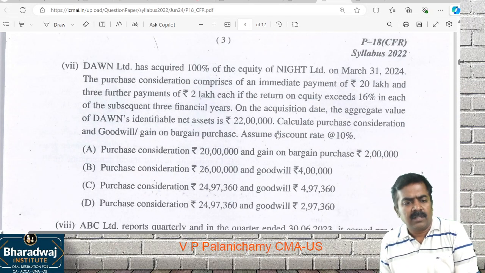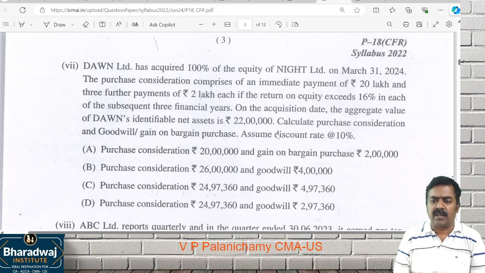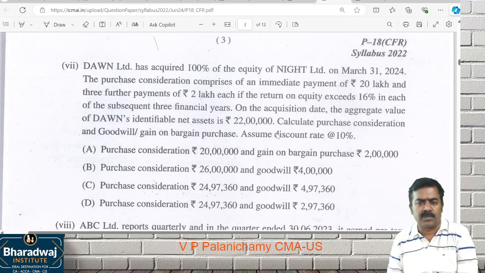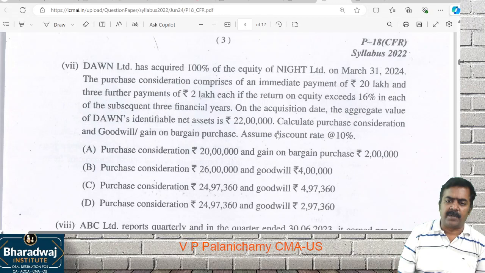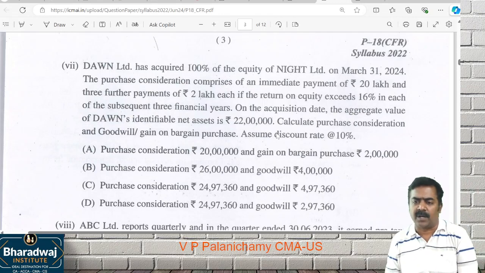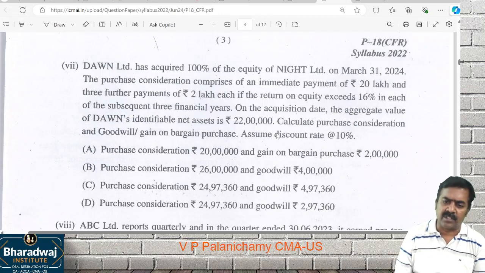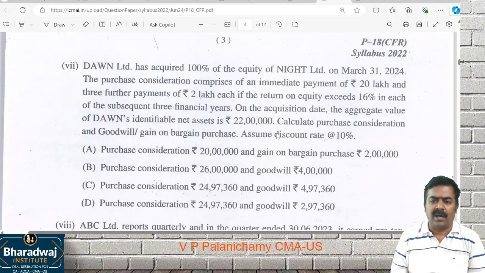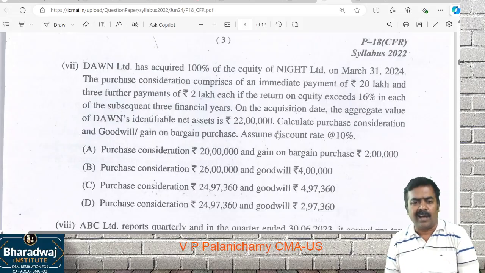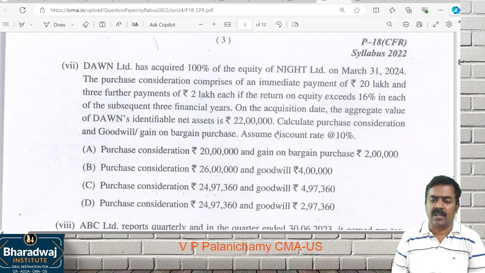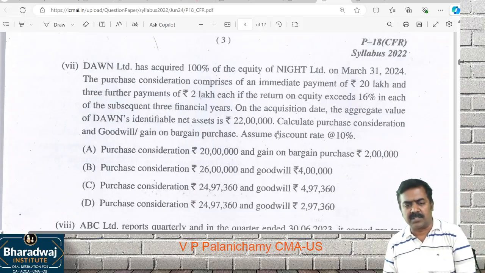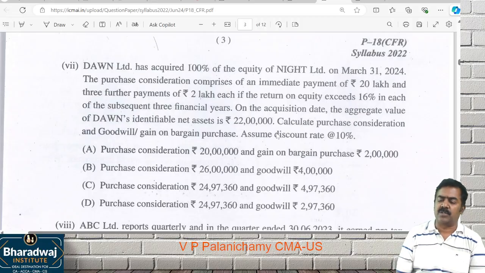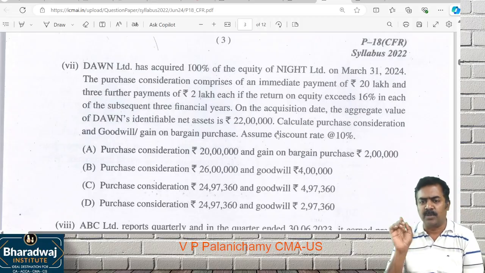Go through that. Dawn Limited acquired 100% of equity of Night Limited on 31st March 2024. Purchase consideration and immediate payment of how much? 20 lakhs. 3 further payments of 2 lakhs, if return on equity exceeds what? 16% in subsequent 3 financial years. On the acquisition date, aggregate value of net assets, how much have they given? 22 lakhs. Calculate purchase consideration and goodwill or gain on bargain purchase. Assume discount is 10%. It looks like we have seen this somewhere.